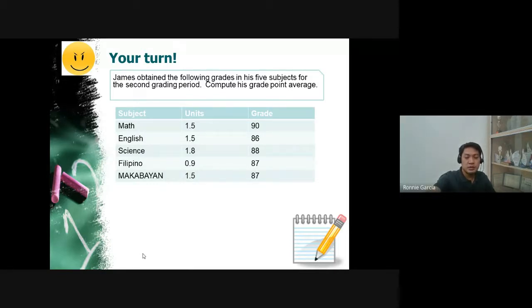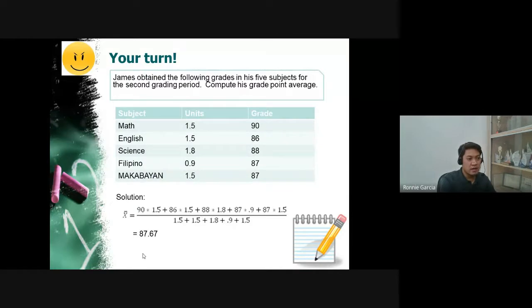Let's check if there is someone who got the correct answer from these students. So for the solution, you have to compute for the numerator 90 times 1.5 plus 86 times 1.5 and so on, divided by the sum of the units. So you have to add 1.5 plus 1.5 plus 1.8 plus 0.9 plus 1.5. That will give us 87.67. And nobody got the correct answer.